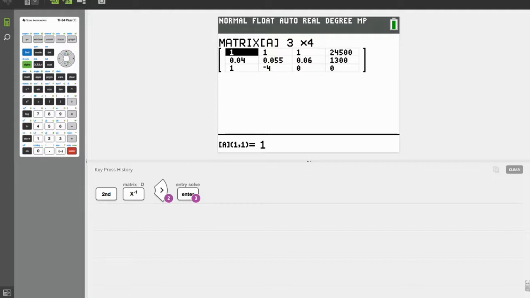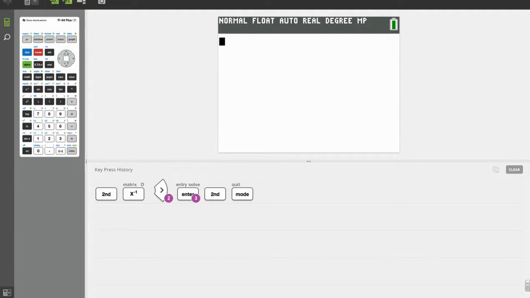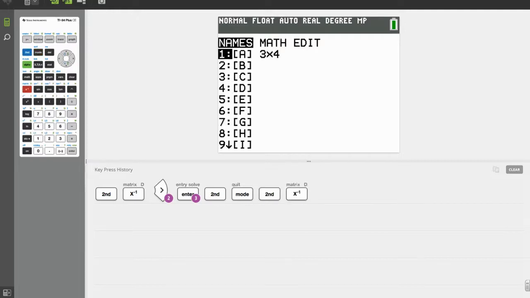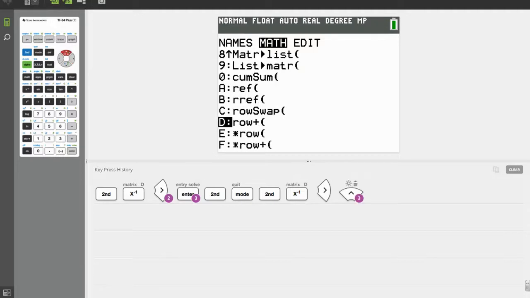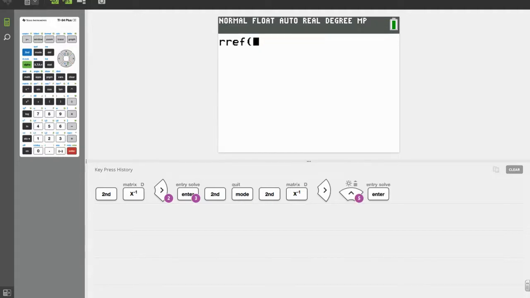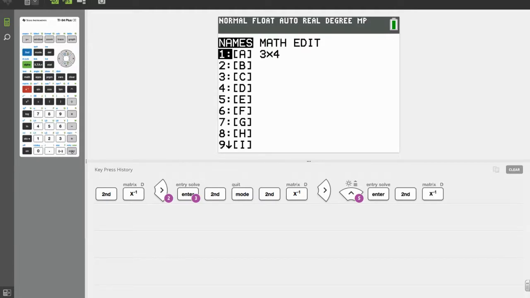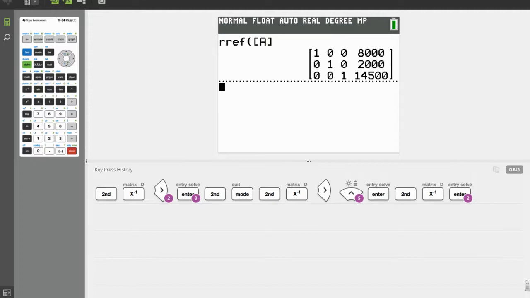Once you've done that, you're going to quit out of the matrix, second mode. And now we're going to apply reduced row echelon form. We're going to do matrix math. So we're going to go back to matrix. We're going to choose math. And we're going to pick reduced row echelon form. Hit enter. We want it to apply reduced row echelon form to matrix A. Hit enter. Now we have our solution matrix.